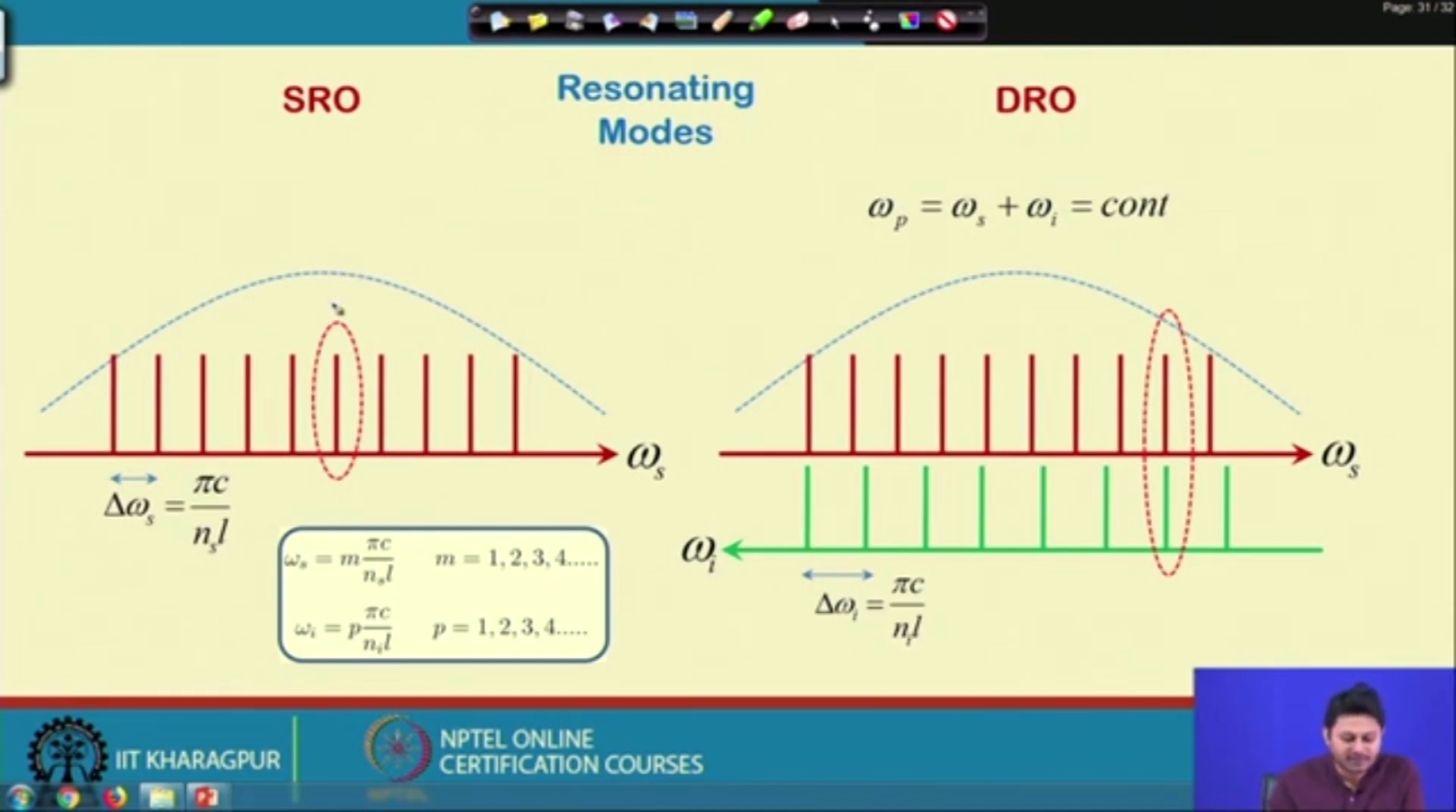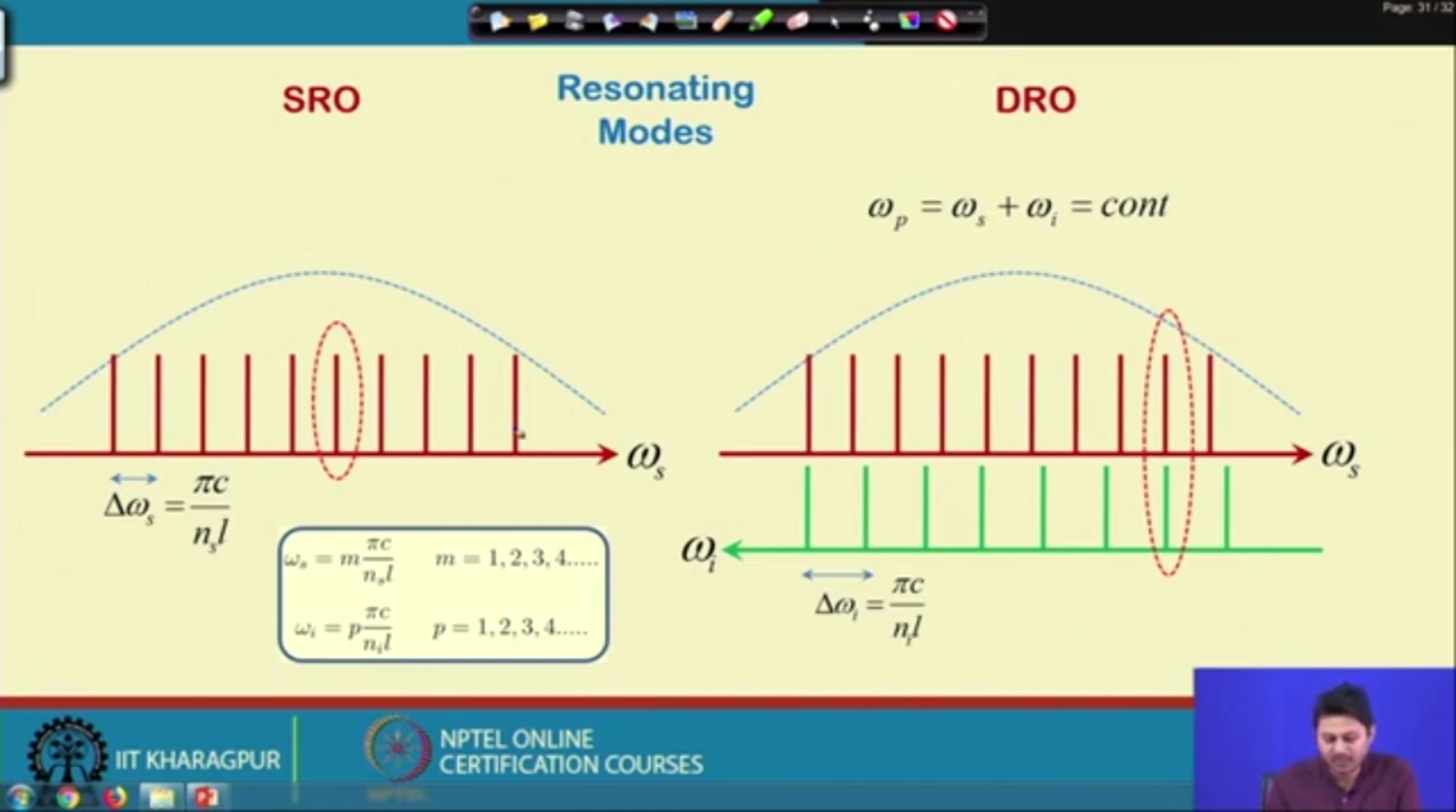The red dotted circle basically gives you the identification of the modes that will resonate in the SRO. The corresponding frequency spacing is also shown. These are the allowed modes in the SRO. In the DRO case, on the other hand, instead of one frequency, we have two frequencies that are going to resonate.